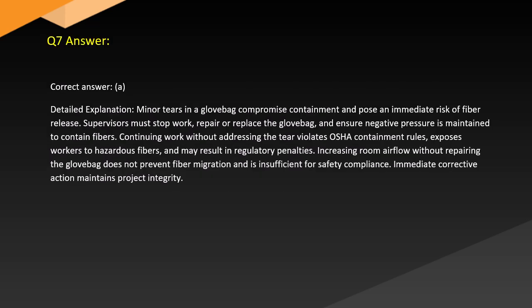Answer. Correct answer, A. Detailed explanation. Minor tears in a glove bag compromise containment and pose an immediate risk of fiber release. Supervisors must stop work, repair or replace the glove bag, and ensure negative pressure is maintained to contain fibers. Continuing work without addressing the tear violates OSHA containment rules, exposes workers to hazardous fibers, and may result in regulatory penalties. Increasing room airflow without repairing the glove bag does not prevent fiber migration and is insufficient for safety compliance. Immediate corrective action maintains project integrity.